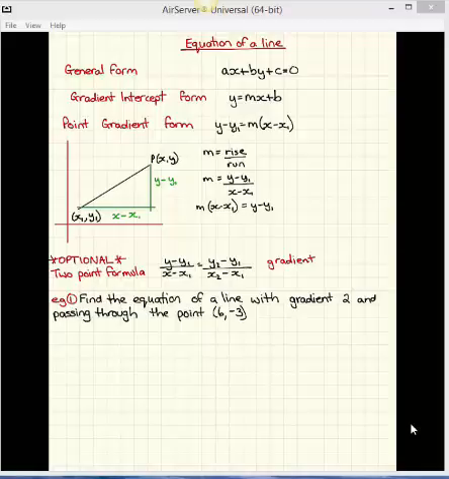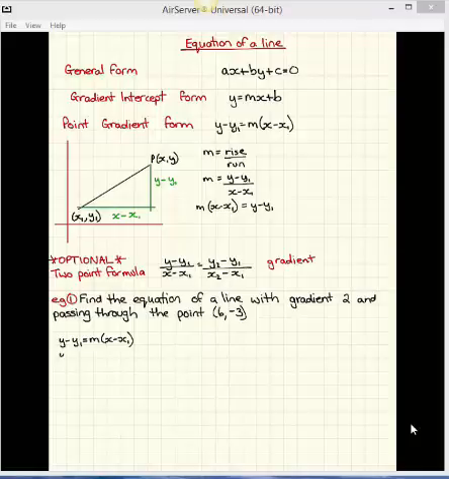So looking at the first question, we want to find the equation of a line with gradient of 2 passing through the point 6, negative 3. So we have a point, we have a gradient, so we are going to be using the point gradient formula. Okay, so every time I need you to start off with the formula that you're using so that they know exactly what it is you're doing.